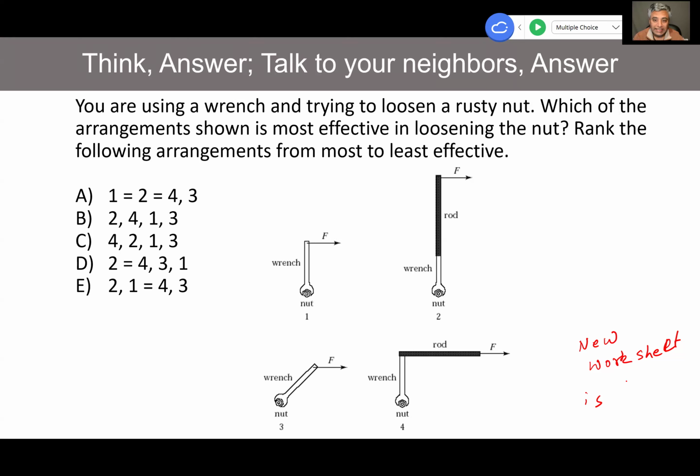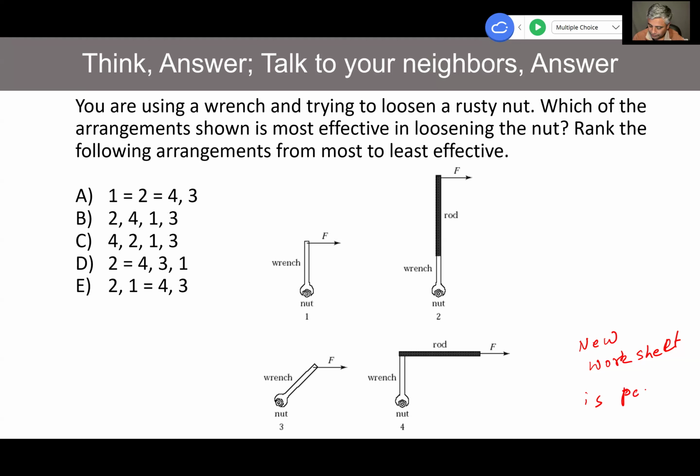So the new worksheet, the first question on the new worksheet, is about using these three different methods to find the torque, okay? This is not yet linked on the assignment page, because our last one is not due yet. Sometimes it didn't upload in the right slot, so I try to avoid that. But the new worksheet is already posted.